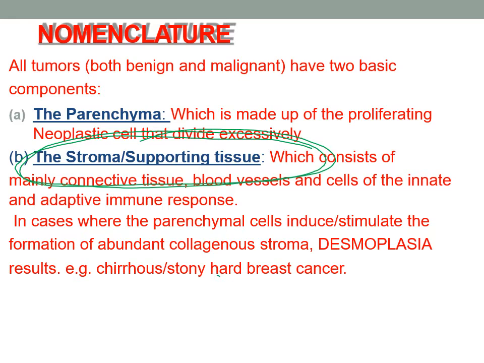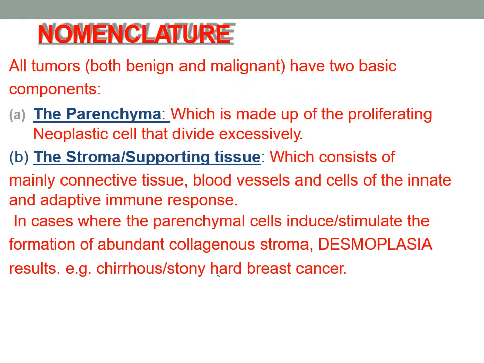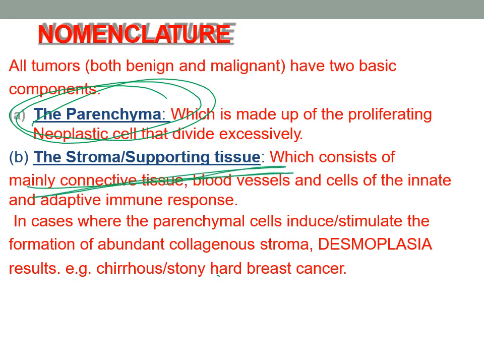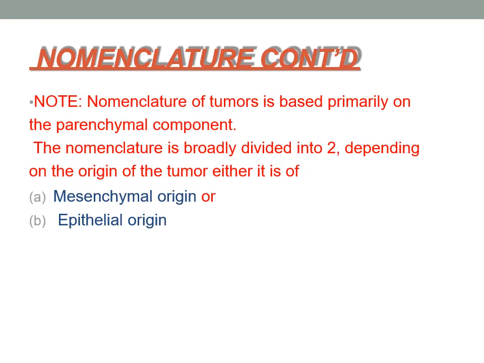Supporting tissue is not mutated. The mutated part is parenchyma. Parenchyma, this is the part containing the highly dividing cells. So we name neoplasia by using parenchyma, which are the mutated, highly dividing cells. We don't name neoplasia using supporting structures. So after understanding that, let us also have a look at parenchyma. Parenchyma, as we said, is the part of highly dividing cells.